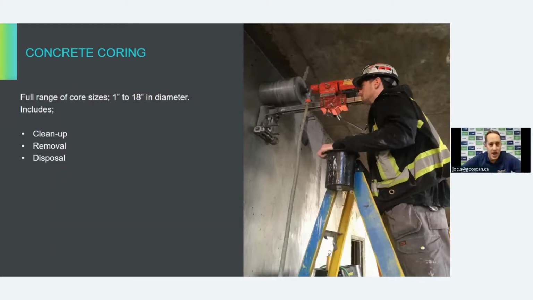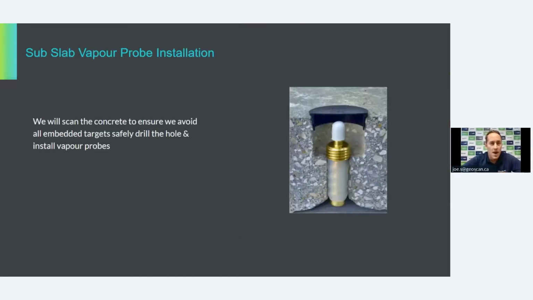And then additionally, coring of the concrete can occur afterwards. People sometimes use the drilling companies to do this. We can do it ourselves if required, completely up to the client. And then vapor probe installation. With the vapor probes, we scan the concrete first, then drill the hole and install the vapor probe.